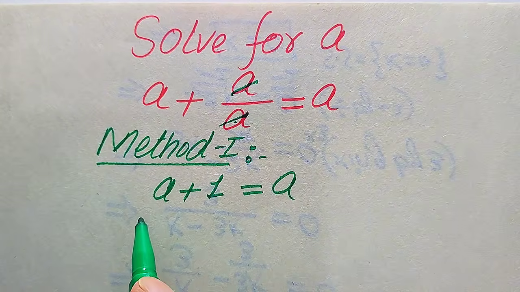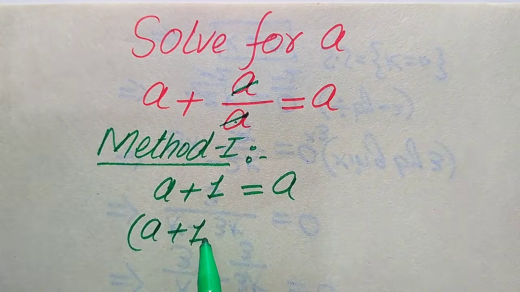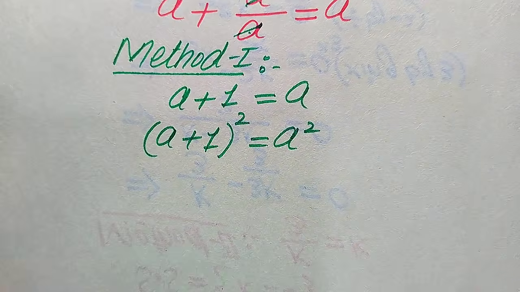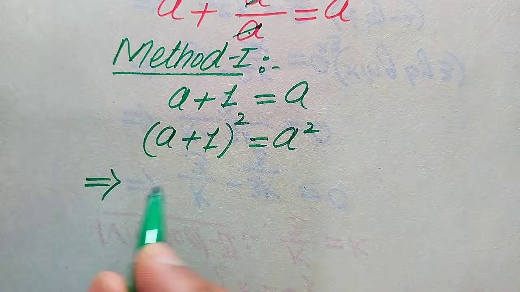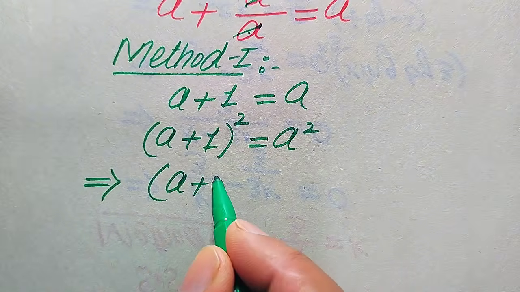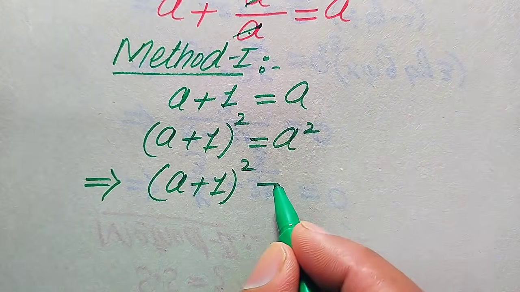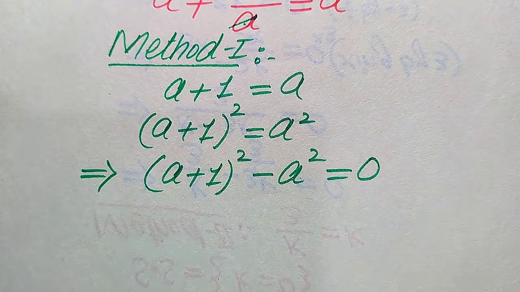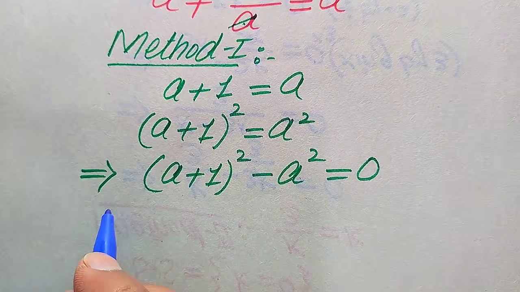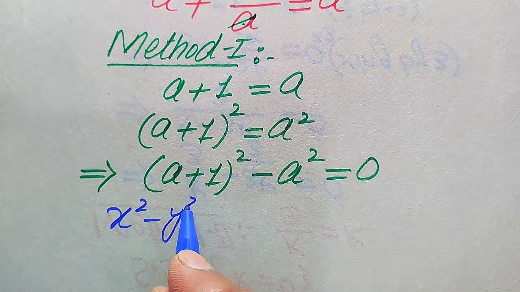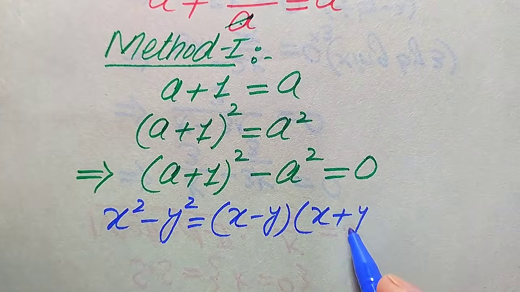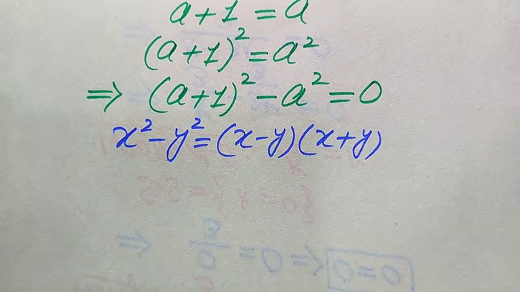So here in the next step we take the square on both sides in order to find the values of a. Further, in the next step we move the a square from the right hand side to the left hand side, and it becomes a plus 1 whole square minus a square, and this whole equation is equal to 0. So here we need the nice algebraic formula. You know that x square minus y square equals x minus y times x plus y.